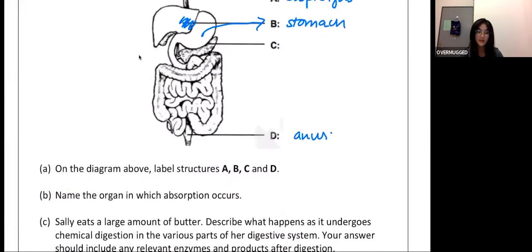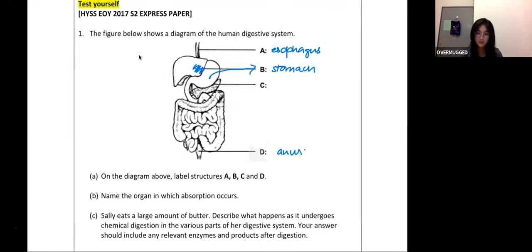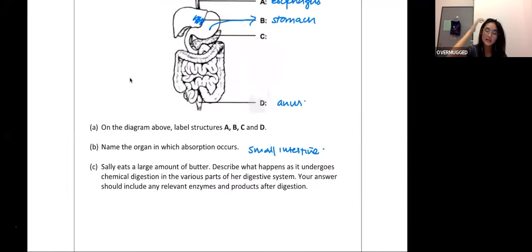So part B, name the organ in which the absorption occurs. That is your small intestine. So recall, the small intestine is the main site of digestion as well as the site of absorption. Now for part C, Sally eats a large amount of butter. Describe what happens as it undergoes chemical digestion in the various parts of her digestive system.